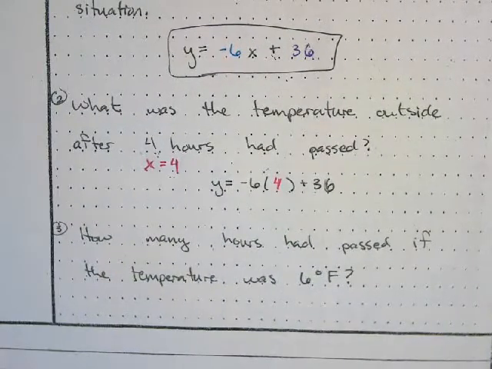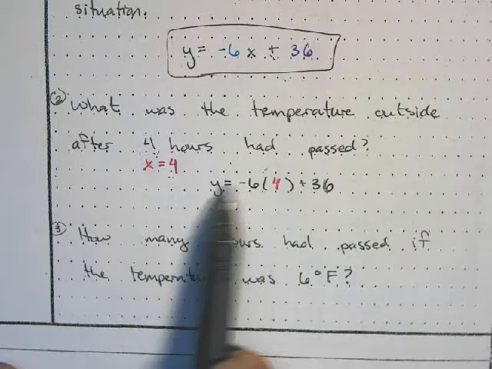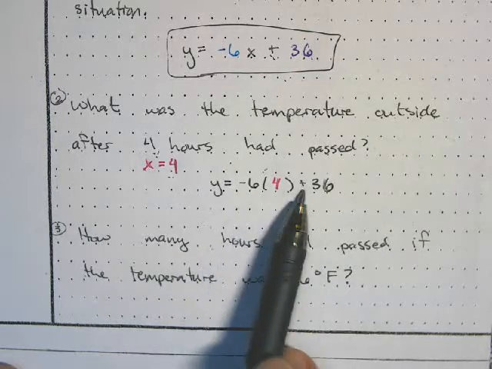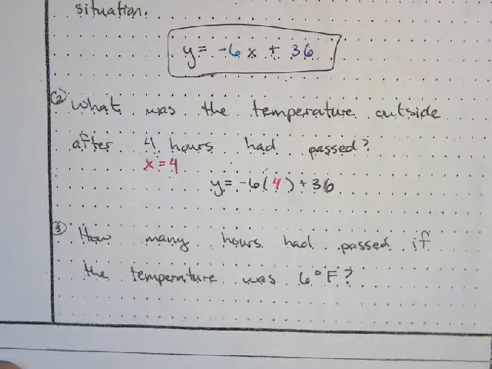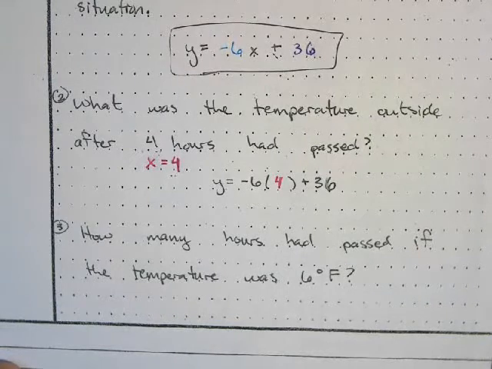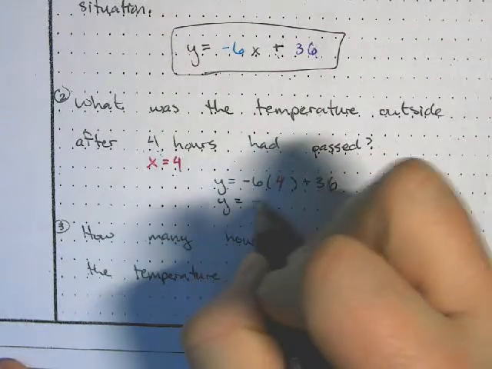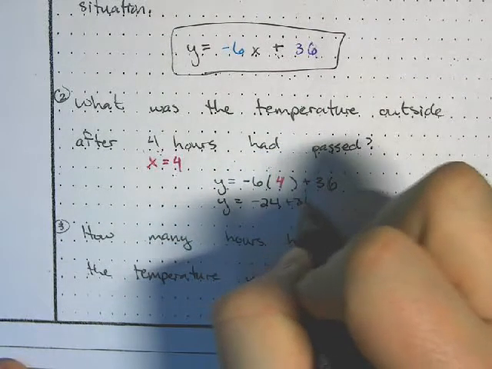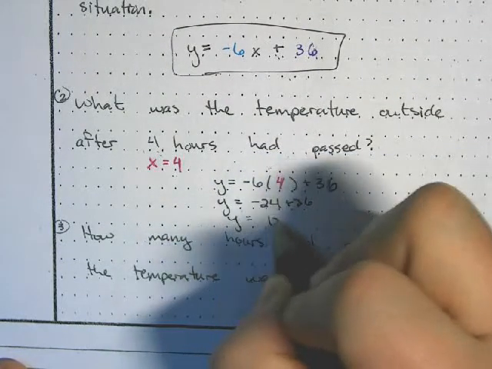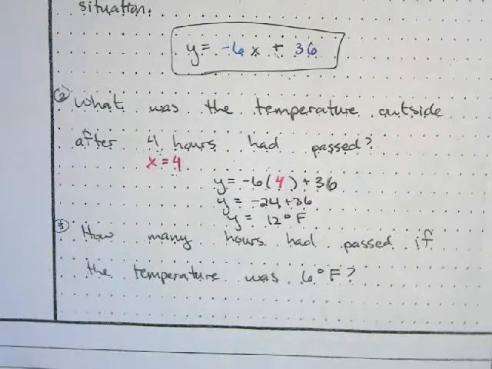Okay, fixed our equation. So now we're simplifying, so I get y equals -6 times 4 plus 36. So we can go -6 times 4 is -24. Plus 36, so y equals 12 degrees Fahrenheit. After 4 hours had passed, it was 12 degrees outside.